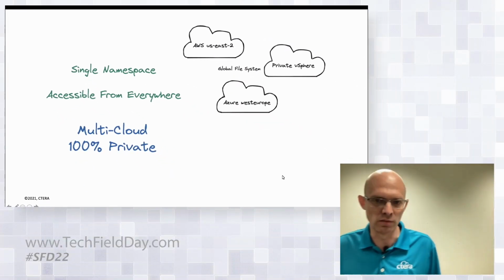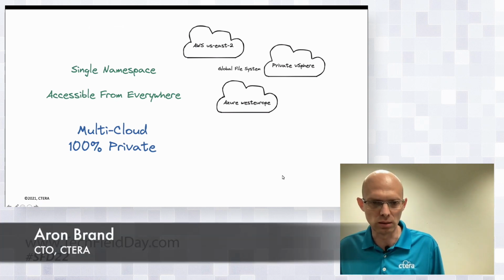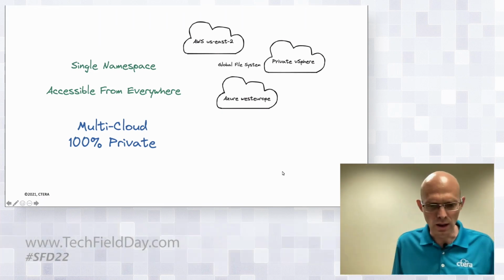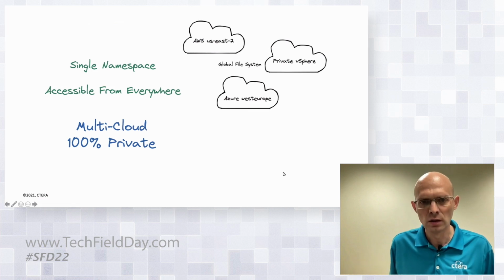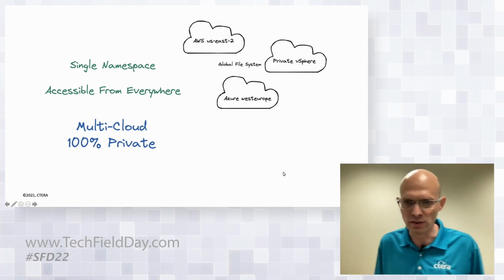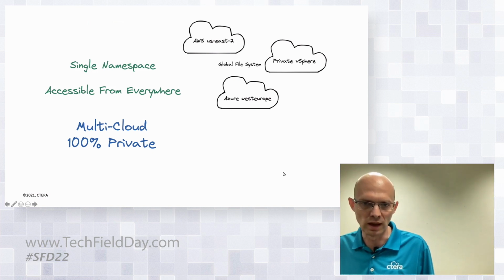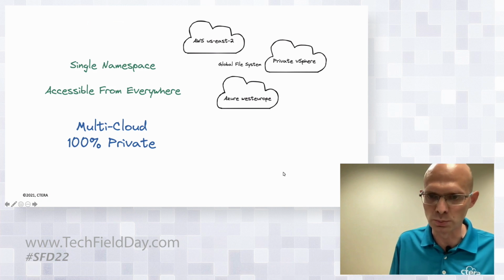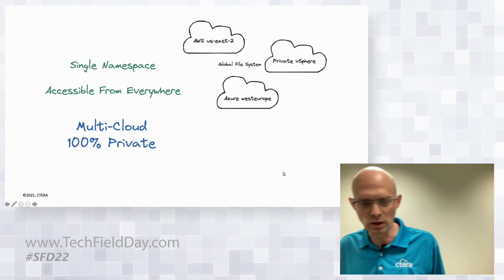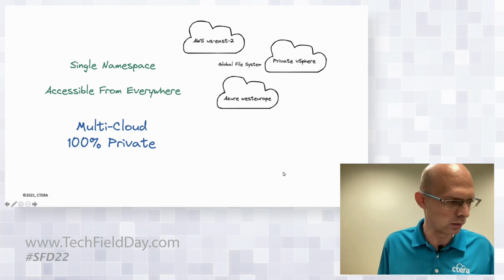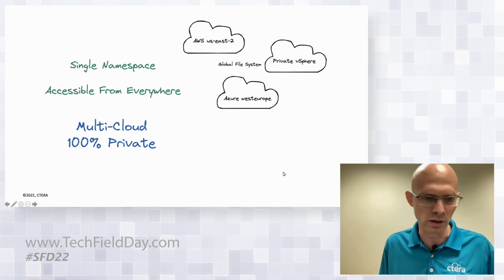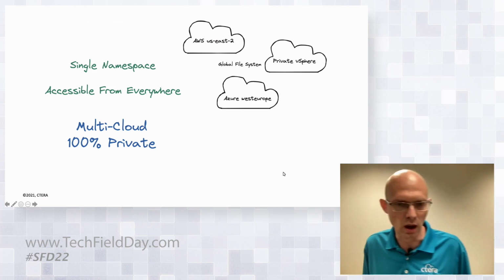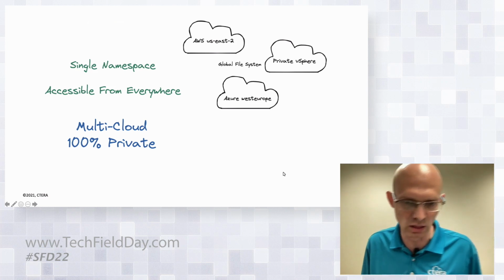In CTERA's implementation of the global file system, it's multi-cloud. So as Liran mentioned earlier, you have the ability to connect to multiple cloud providers at the same time. In this example, you see a private vSphere on premises, an AWS US East 2 bucket, and another object storage bucket in Azure. You could have any number of buckets that you want, either on premises or in the cloud and in different regions without any limitation on the amount of latency between them.